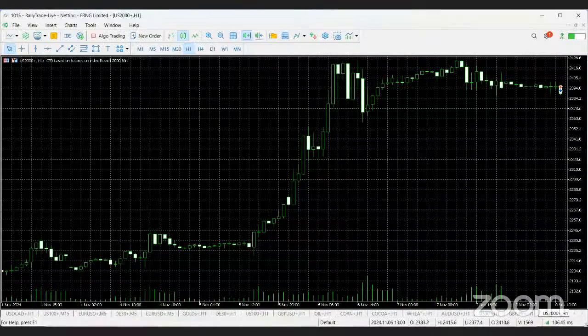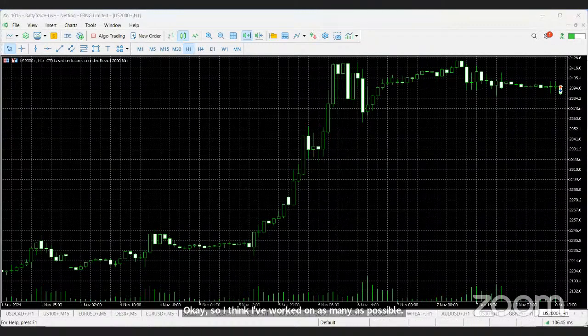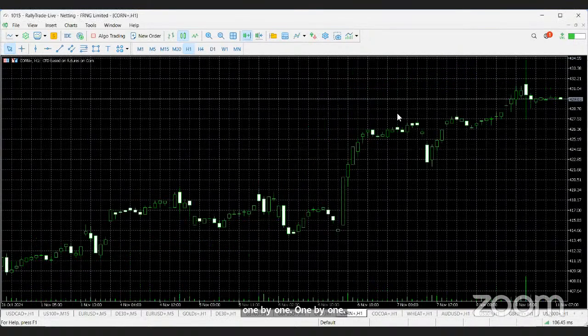As possible. Let's begin to look at them one by one. Okay, so let's start with this. This is corn. Let's start with corn. So on corn, the price is doing what it's doing now. You can all see it.